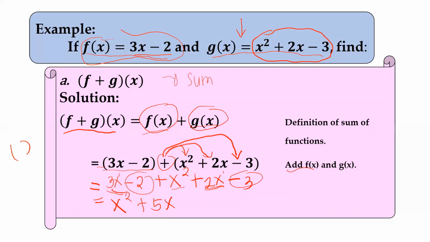And what is left is negative 2 plus negative 3. When we add the same sign, just add the number and copy the sign. So, add the number, 3 plus 2, that is 5. Then, copy the sign, negative, because they have the same sign. So, that would give us negative 5. So, the final answer now is x squared plus 5x minus 5.